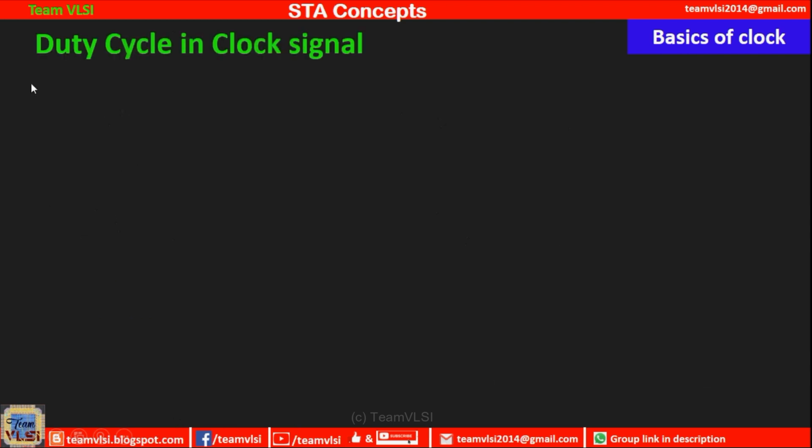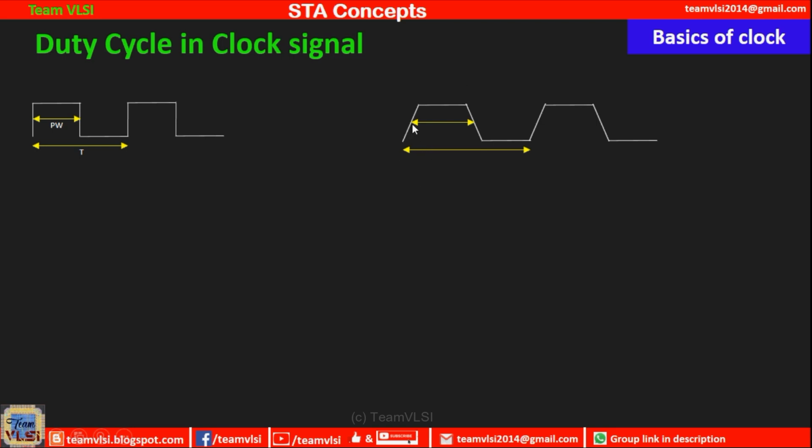Next, we will see the duty cycle in the clock signal. Here is the clock signal. We have seen this is called the pulse width, and this is called the time period. So pulse width divided by time period is called your duty cycle. In the case of real clock signals, we take 50% of this difference in voltage as the pulse width, and pulse width divided by time period is your duty cycle.